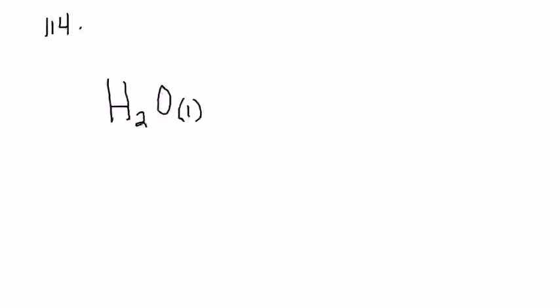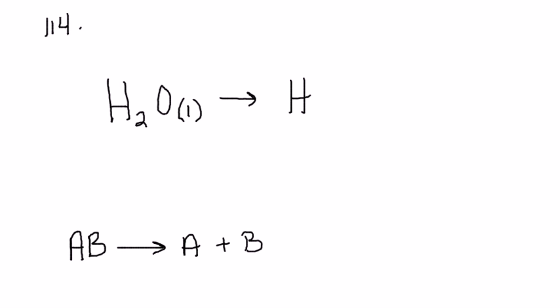So if you remember decomposition, it's the separating or the breaking apart of two elements. So I start off with AB, some reaction occurs, and I'm left with A plus B, a decomposition. So here I have water, H2O, in a liquid state, and I'm going to be left with, well, what are the only two elements that it's made out of?